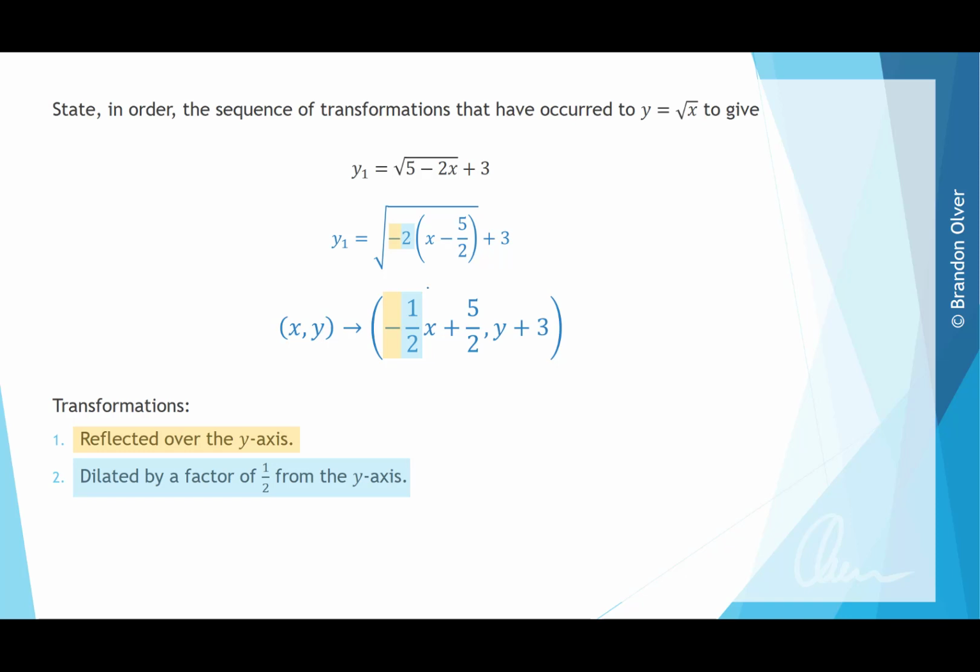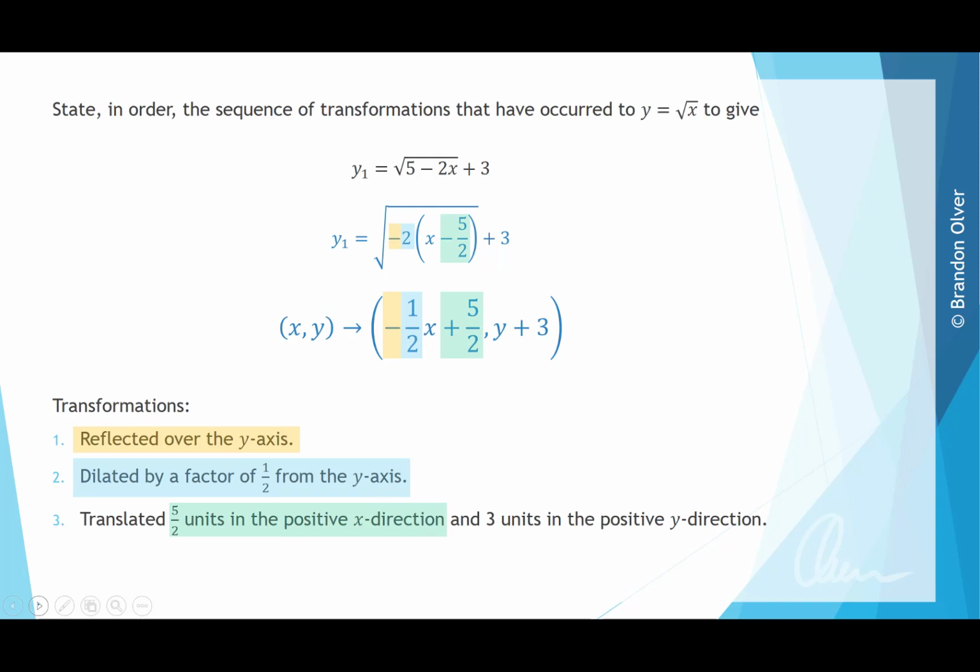So it's a little bit trickier to discover what dilation factors have occurred from the rule than it is from the mapping notation. Next, we consider the translations that have occurred. So we have a translation of 5 divided by 2 units in the positive x direction, and that comes from the plus 5 divided by 2 in the mapping notation here, or in our rule, the negative 5 divided by 2 inside the brackets there. It is also translated 3 units in the positive y direction, which comes from the y plus 3 in the mapping notation, and the plus 3 here is responsible for that translation of 3 units in the positive y direction.